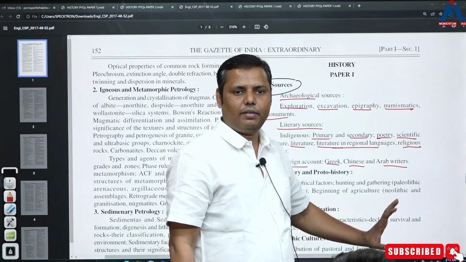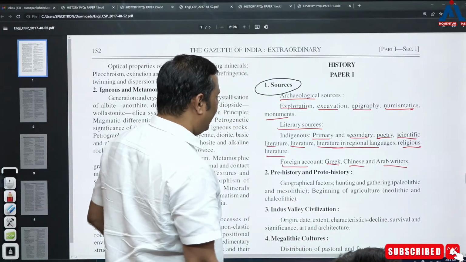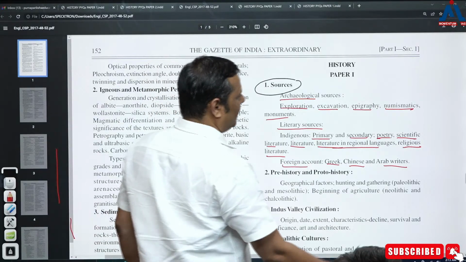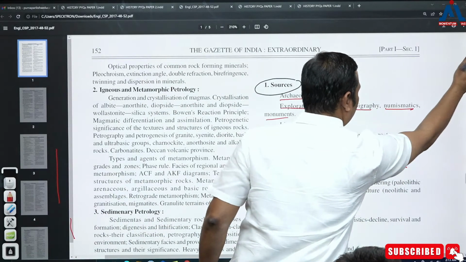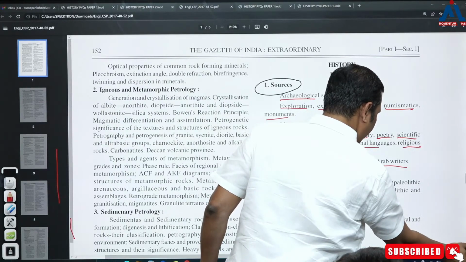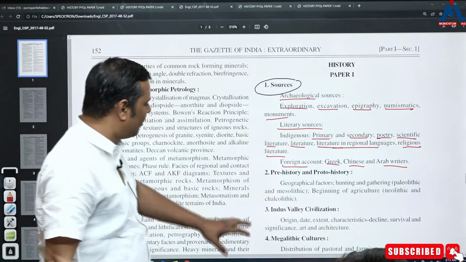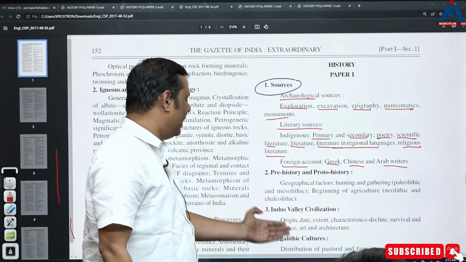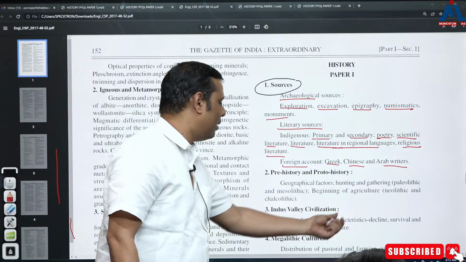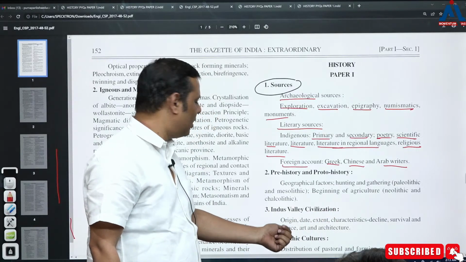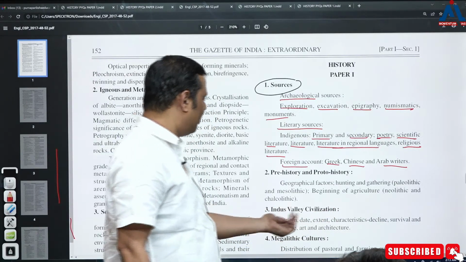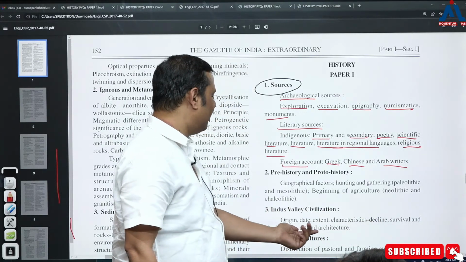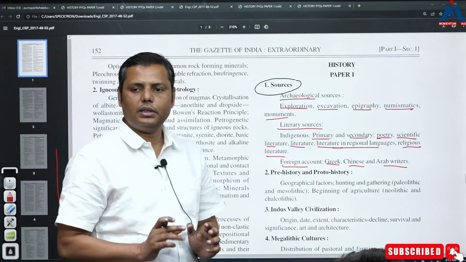So everything has been given here. Like any topic that you can select, in fact I must say any topic that you can select, okay, and it's not working. Anyways, we can see it from here also. So let's say prehistory and proto-history. Everything has been given here. Indus Valley civilization, every important dimension. Origin, questions are coming from origin. Date, though it's not very important, but it can be included somewhere. Extent, characteristics, decline. And then survival, significance, art and architecture.